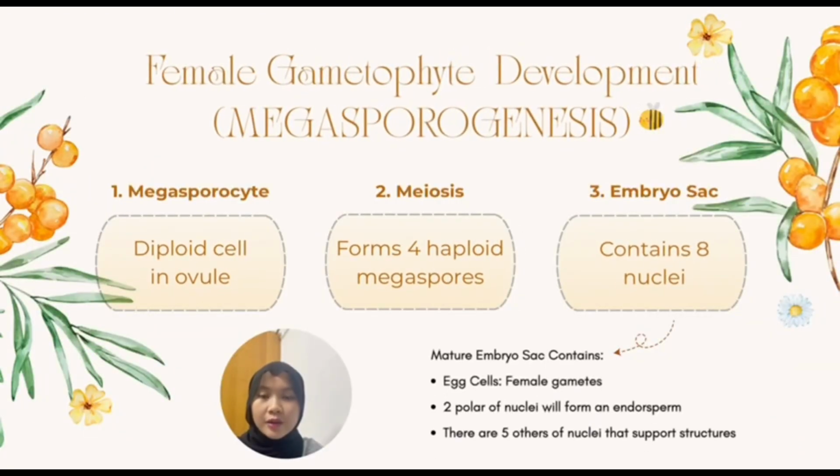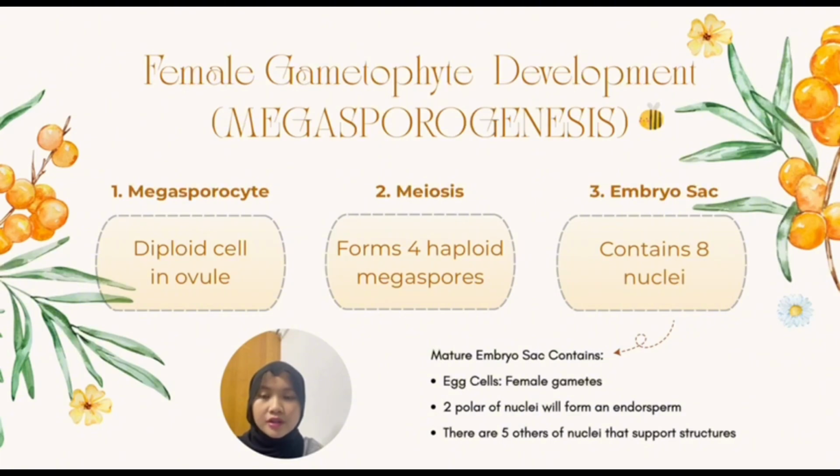Female gametophyte development, also known as megasporogenesis, occurs inside the ovule. The megasporocyte, a diploid cell, undergoes meiosis to produce 4 haploid megaspores. Only 1 megaspore survives and develops into the embryo sac. The mature embryo sac contains 1 egg cell, which is the female gamete, 2 polar nuclei which will form the endosperm, and 5 other nuclei which help support fertilization. This structure prepares the flower for fertilization.